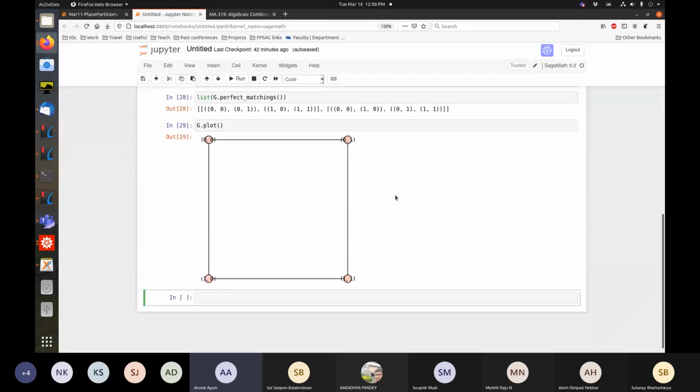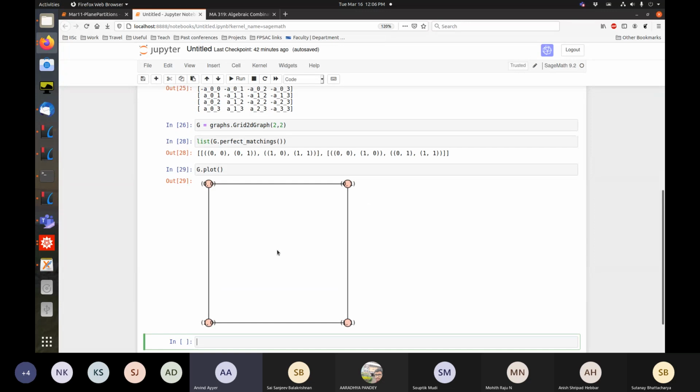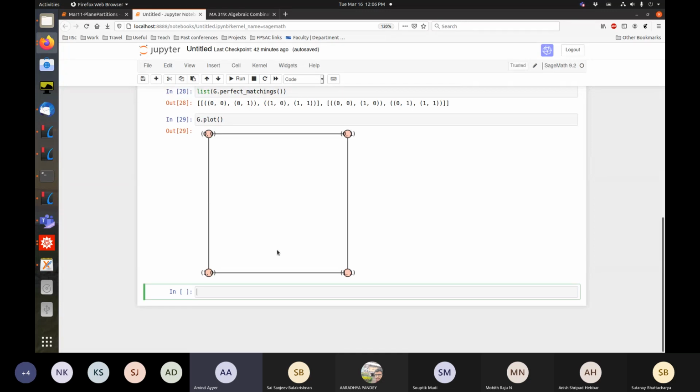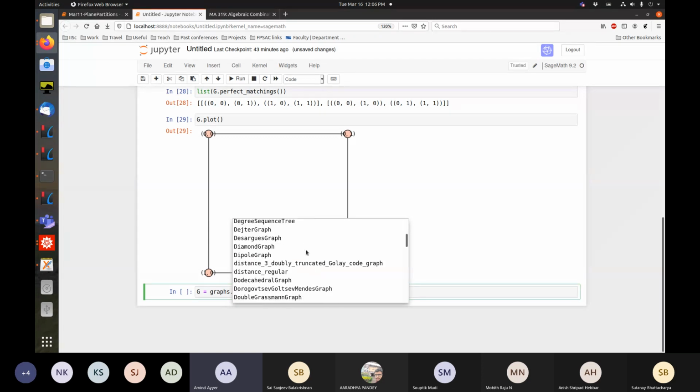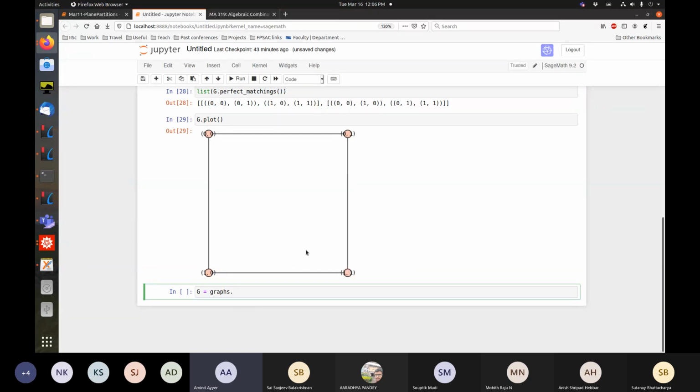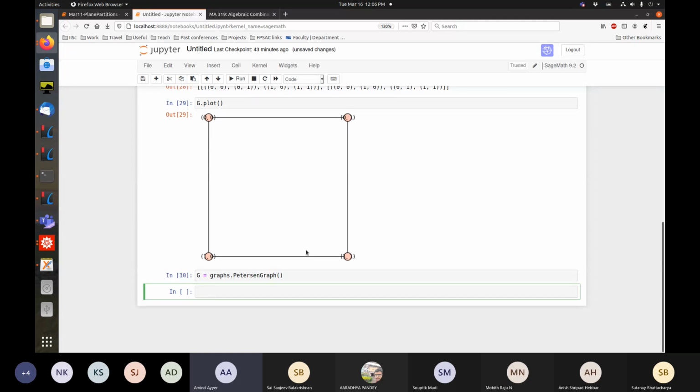So just before we go there, I should tell you that Sage has an extensive graph library. So to see that, you type graphs dot and you press tab, and you see many families of graphs. So one of the most famous non-trivial graphs is the so-called Petersen graph. It's well known for being the first counterexample for many natural theorems that you might want to state about graphs.